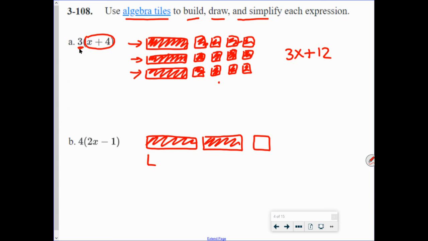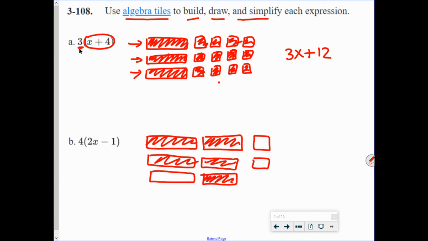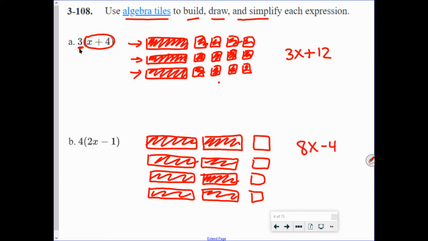But I need 4 groups of it. So here's another 2x and minus 1. And that's my second group. Now I need a third group here. And minus 1. And then my fourth group here. And minus 1. Cool. So now that I've got it built, I've got 4 groups of 2x minus 1. What do I end up with? I end up with 8x minus 4.